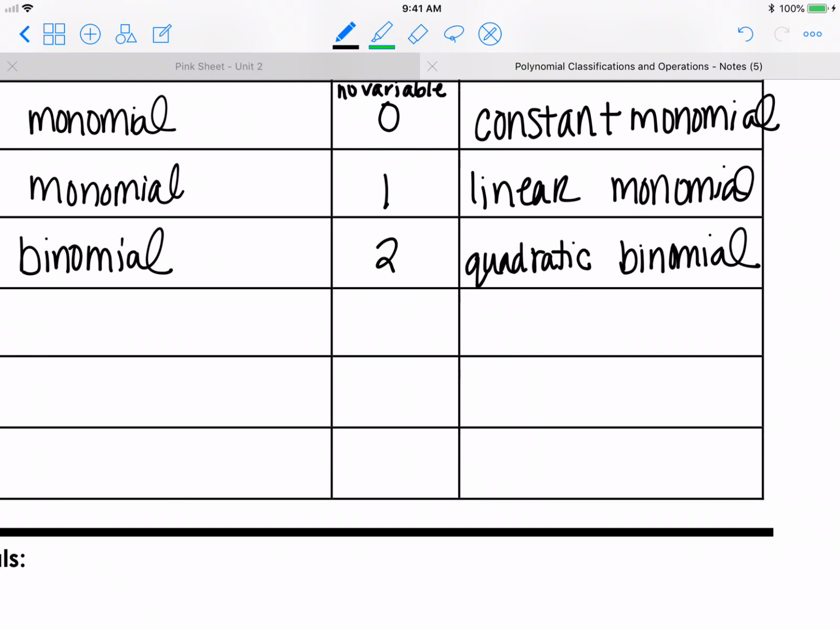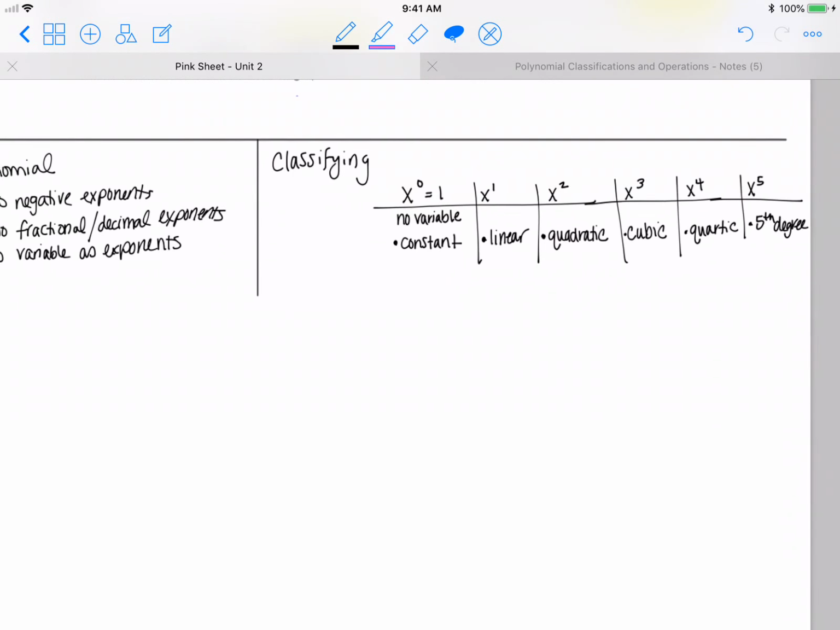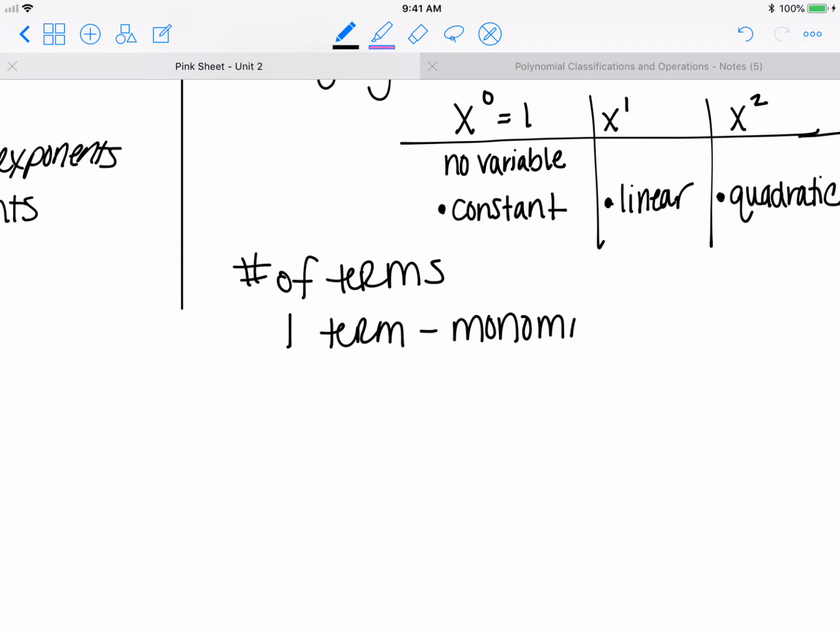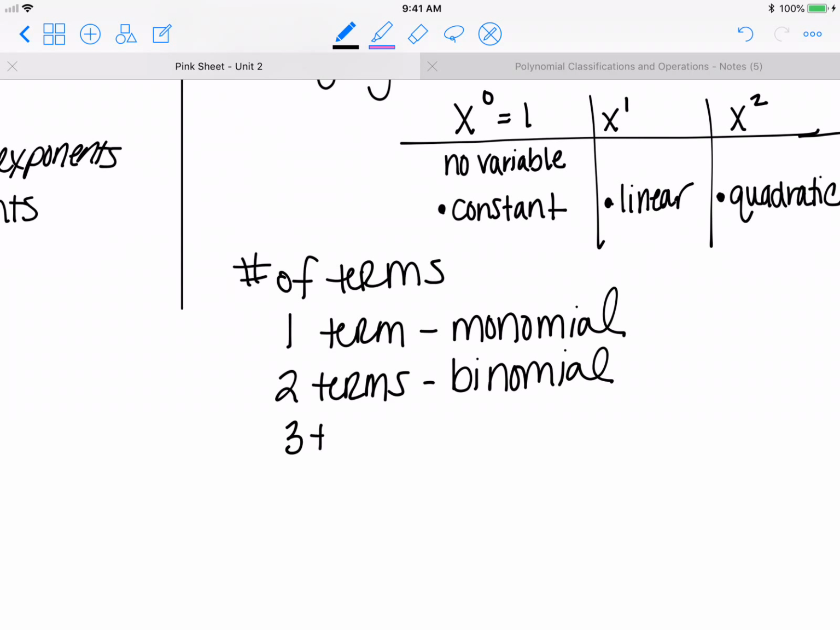Okay, so let's pause real quick. Let's go back here. And so classifying, let's go back to your pink sheet. Let's go ahead and write number of terms. And we'll do one term. It's called a monomial. 2 terms. Binomial. 3 terms is, like think a tricycle, trinomial.